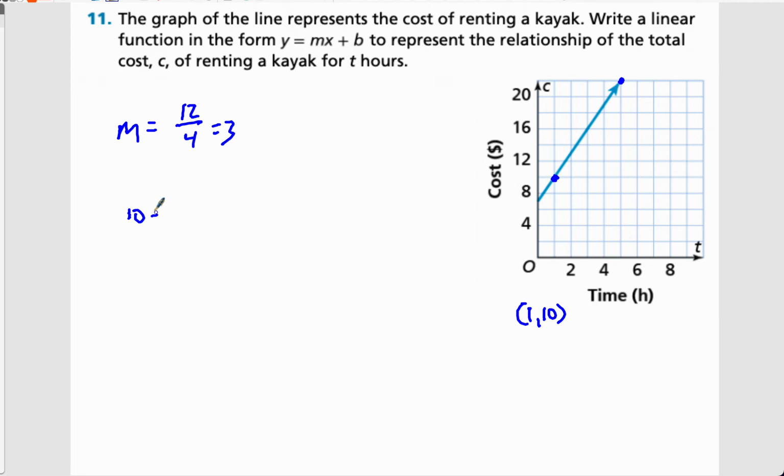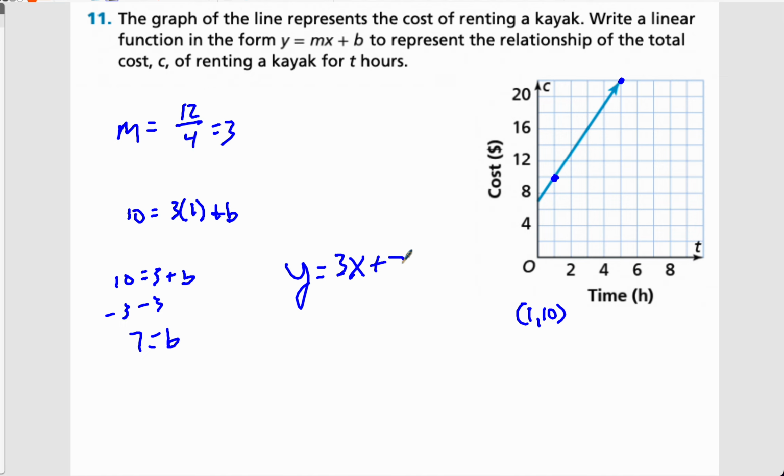So 10 equals 3 times x, which is 3 times 1, plus the y-intercept. 10 equals 3 plus b, subtract 3, so 7 is b. And that's about what we expected it to be based on what we're seeing on the graph. It's just hard to read since it's not right on the corner. But now I can write the equation y equals 3x plus 7.